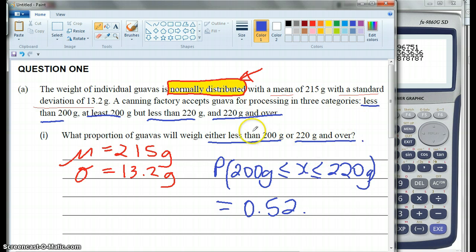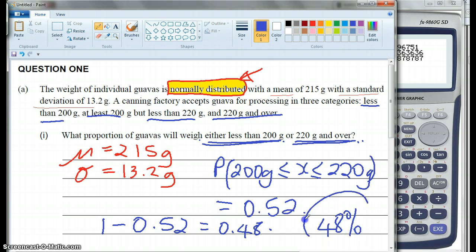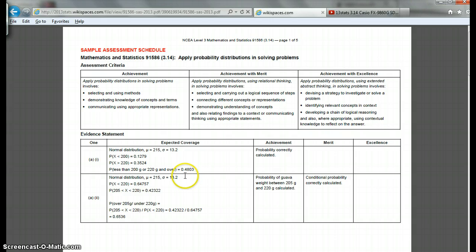But I'm not asked for that, I'm asked for either less than 200 or over that. So what I've got to imagine is the probability of them altogether always adds to 1, so the answer is going to be 1 minus 0.52, which is going to be 0.48. What proportion? 48% is what I'm going to put, and I'm going to check the model answers. Okay, I'm a little bit bad because I should have got 0.4803. I did a bit of premature rounding. The probability of less than 200 grams or over that is 0.48.